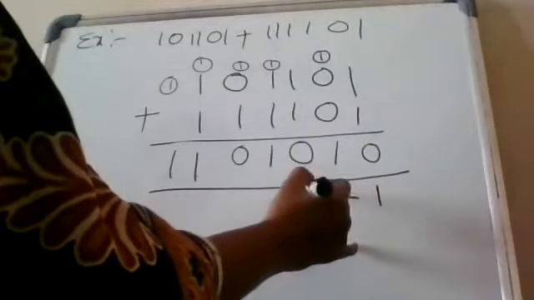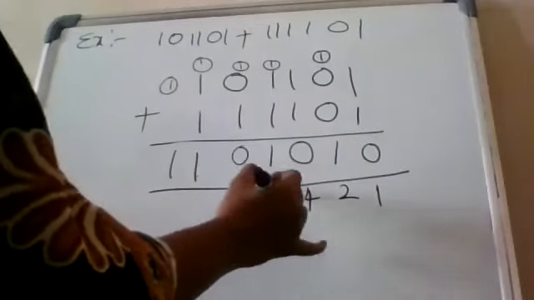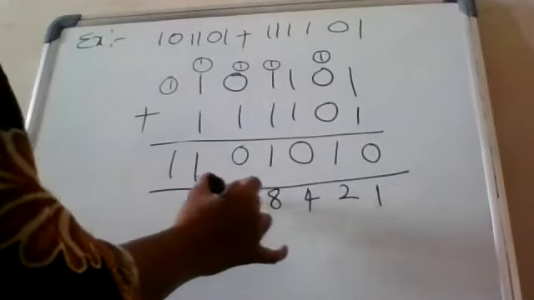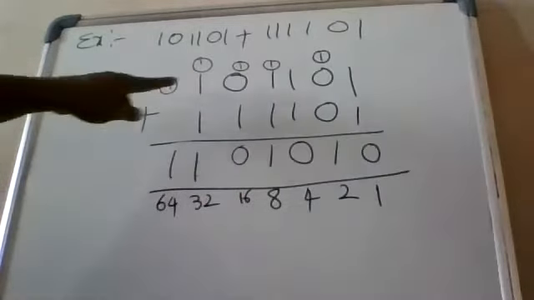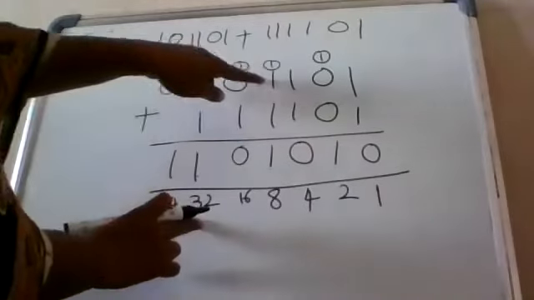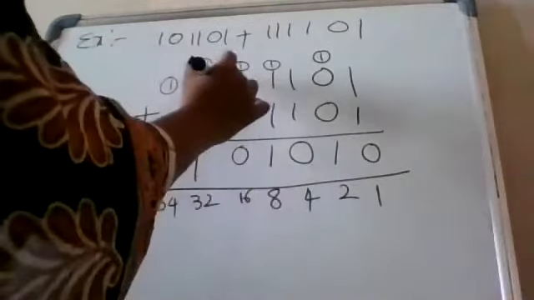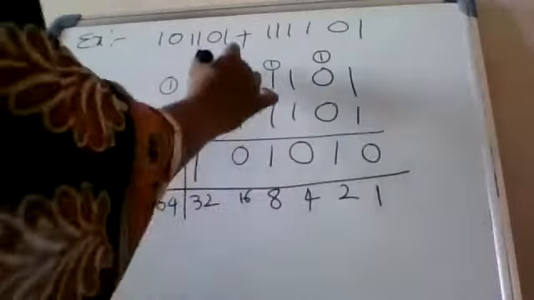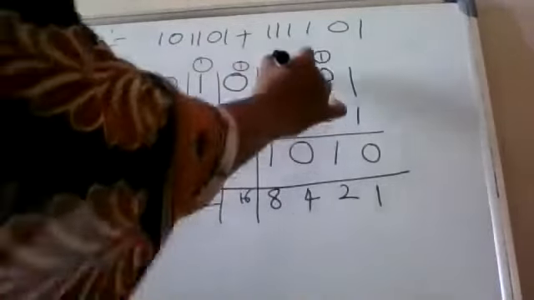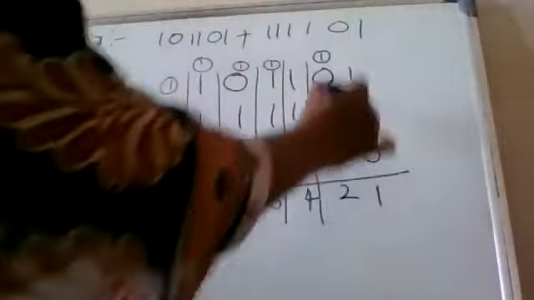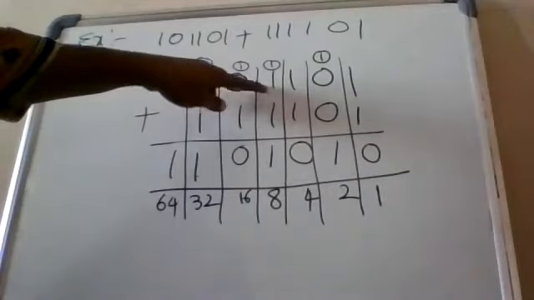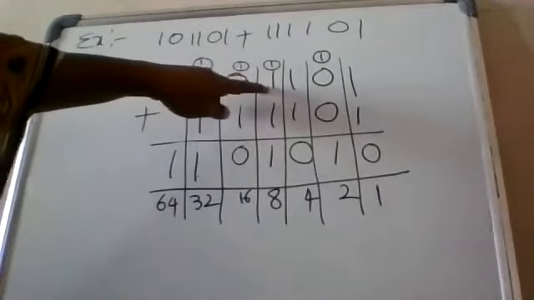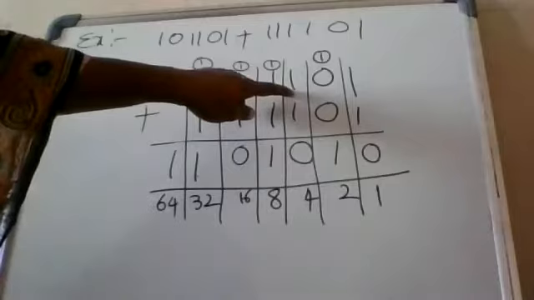1, 2, 4, 8, 16, 32, 64. For this, 32 plus 8, we can divide. 32, 8, 40 plus 4, 44, 45.